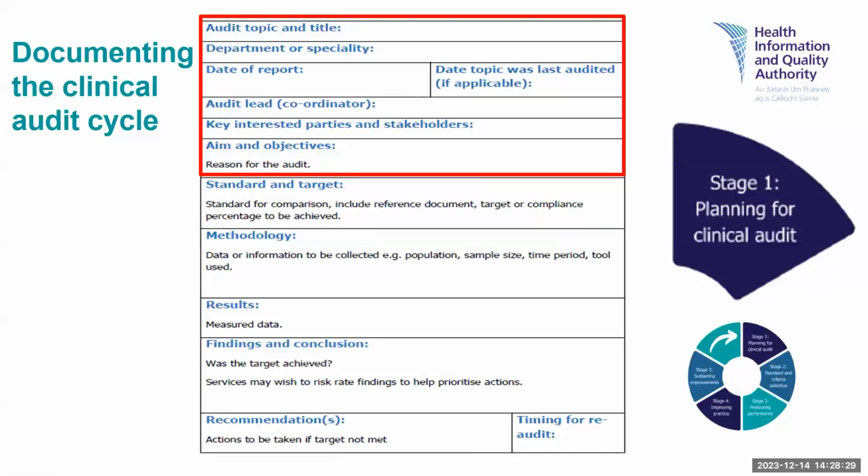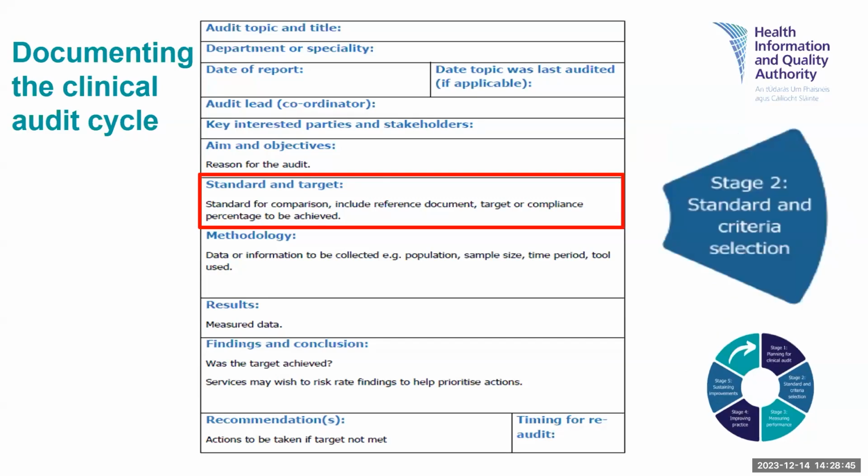So we'll just go through the form now. The top section of the audit report provides some detail in relation to stage 1. That relates to the planning for clinical audit, such as selecting the audit topic, what stakeholders are going to be involved, and the aims and objectives of the audit.